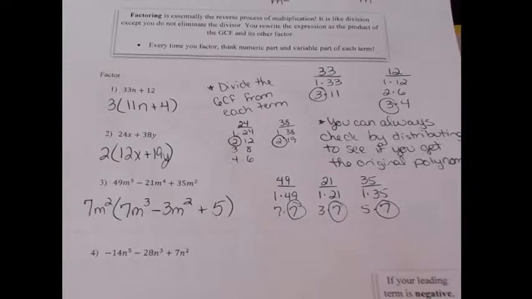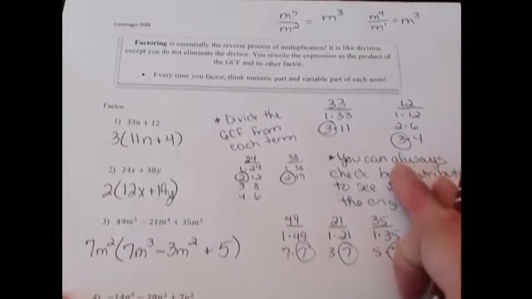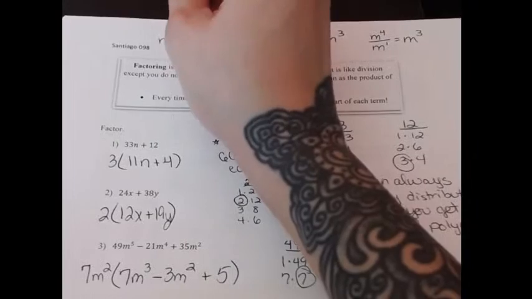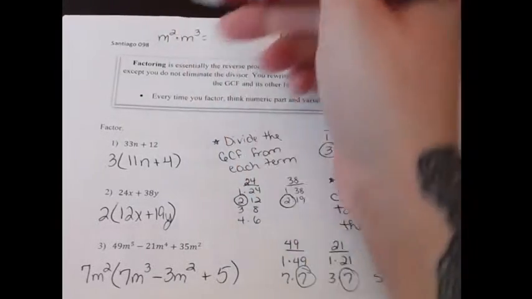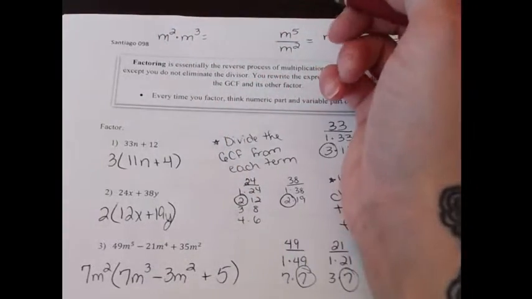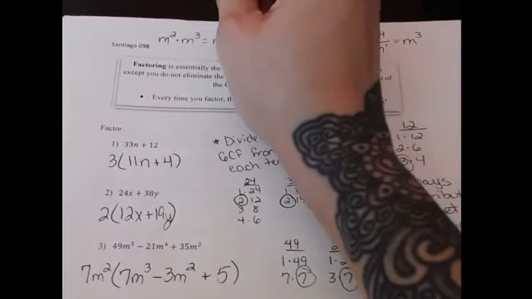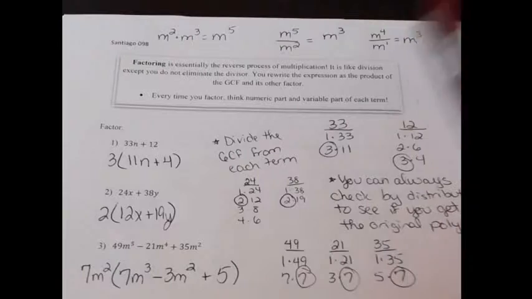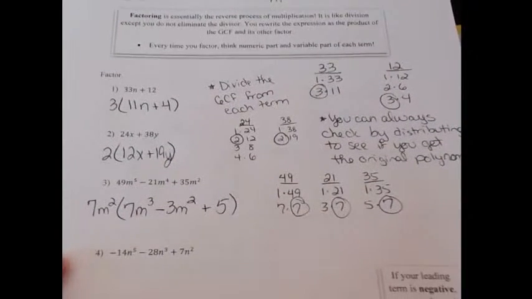Let's double check. Recall the product rule. The product rule states that if you have bases that are the same and you're multiplying them, you keep the base, add the powers. Product rule, quotient rule. Excellent.